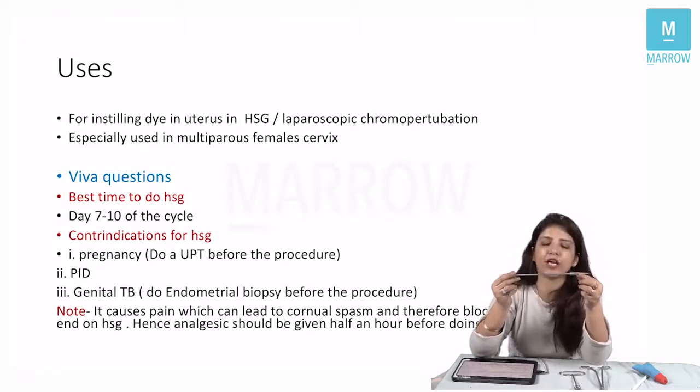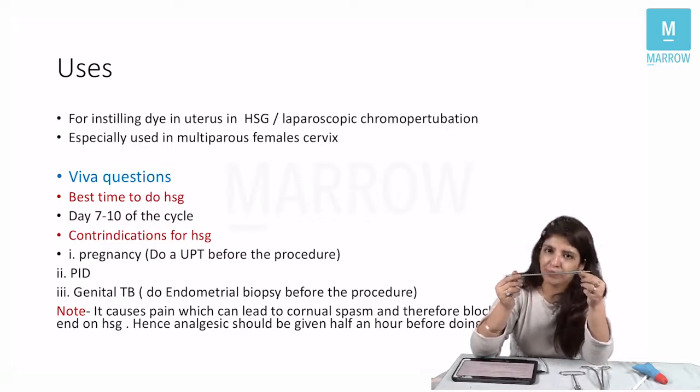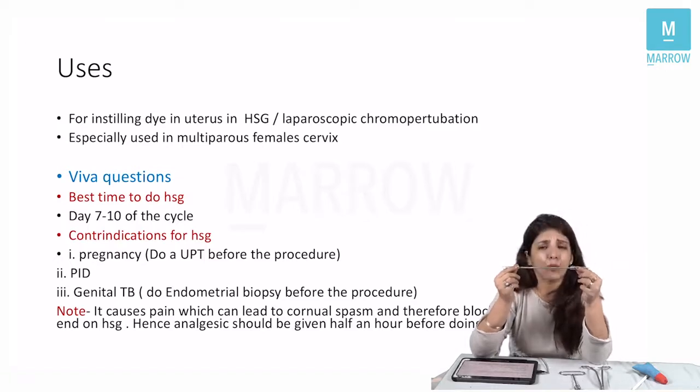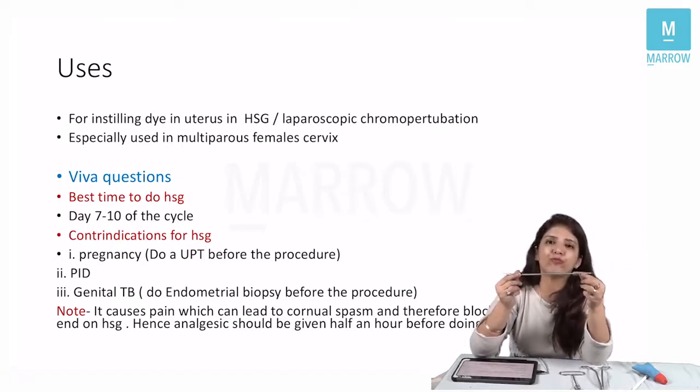The contraindications for doing HSG are a pregnant female, so whenever you are doing HSG, you should get a urine pregnancy test done. Another contraindication is pelvic inflammatory disease, and the third is genital tuberculosis. So whenever you are doing HSG, you should always get a test for TB done, and then go for HSG. Now, HSG is a painful procedure, so half an hour before the procedure, you should give analgesics to the patient.